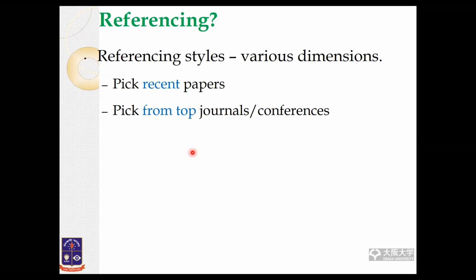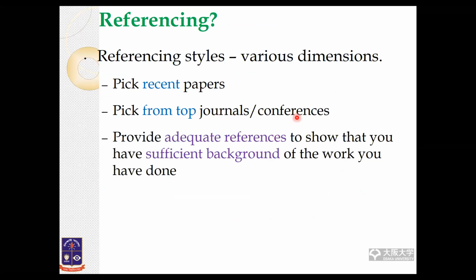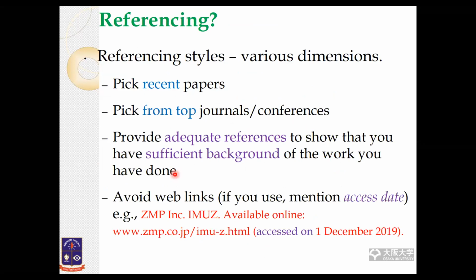When you consider references, pick recent papers, pick from top journals and conferences. Now the point is that your result is not comparable with top results. So how can you add top journals or conferences? You can do it in the related work. You can mention them when you mention applications or some methods and so on. So this is very important.